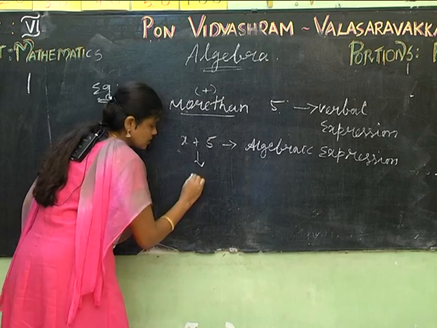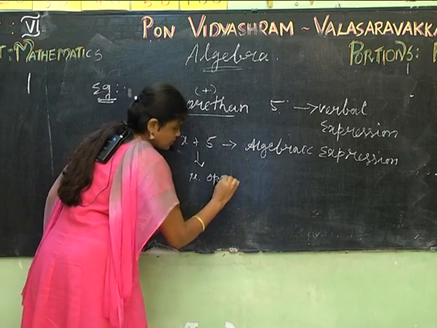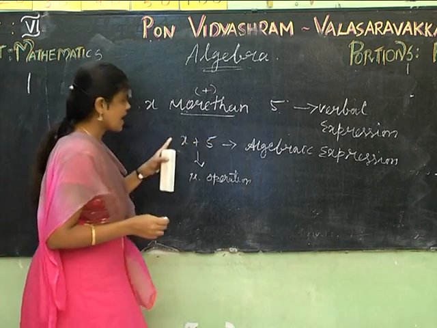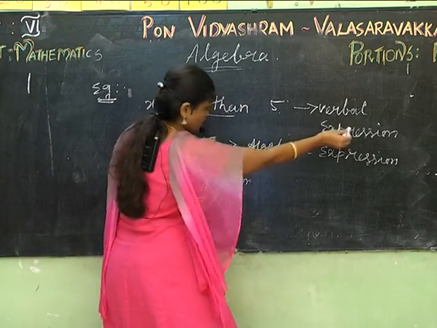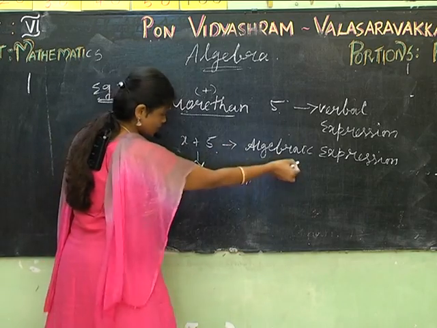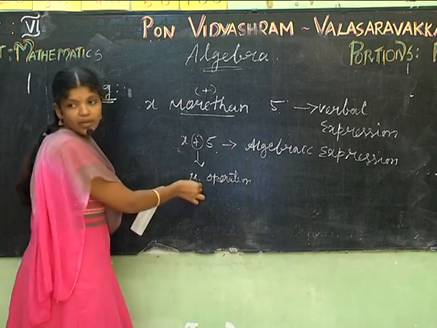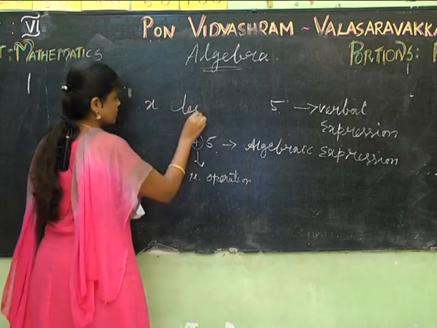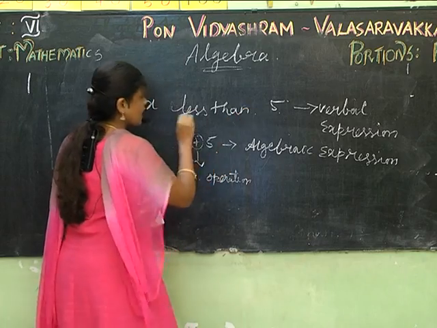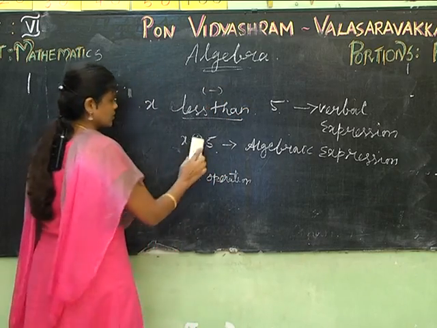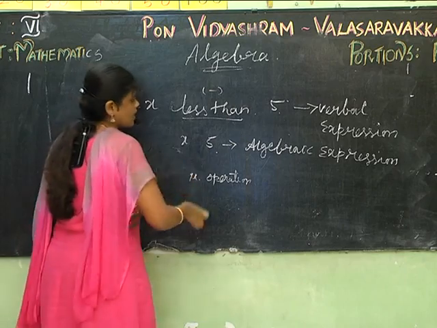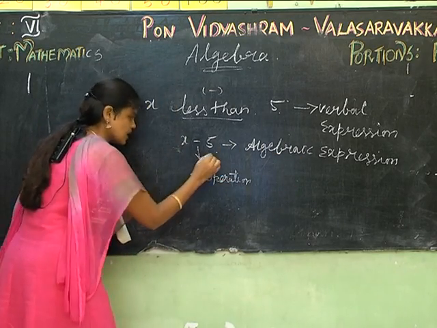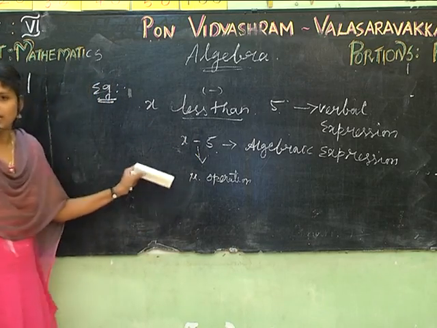Here we are using this mathematical operation. Now it is clear. x more than 5 means x plus 5. This is a verbal expression and this one is an algebraic expression. Here we are using one mathematical operation. Now the same example, we can take less than. What is meant by less than? We have to subtract. So the same thing, x minus 5. x minus 5 is an algebraic expression. Here we are using subtraction as the mathematical operation.